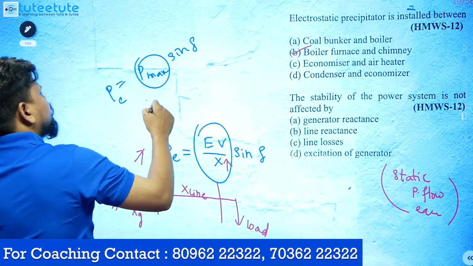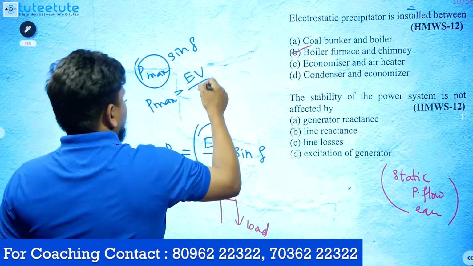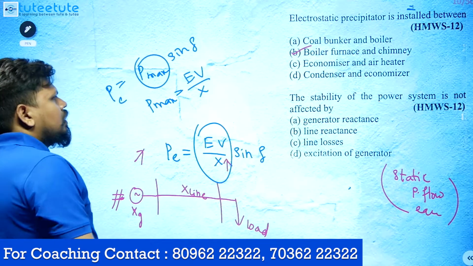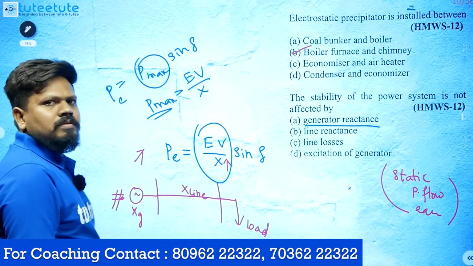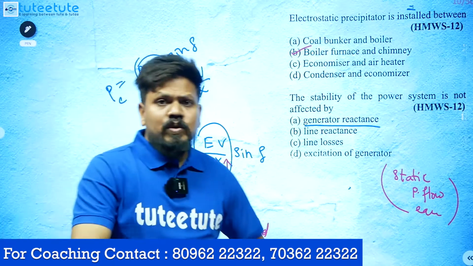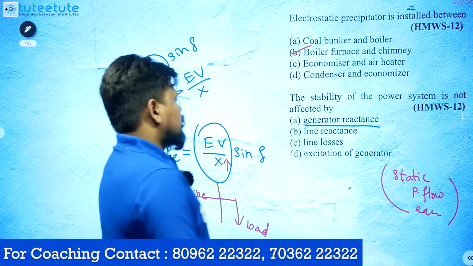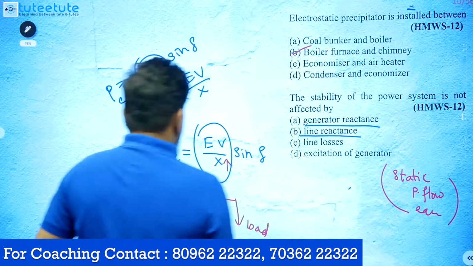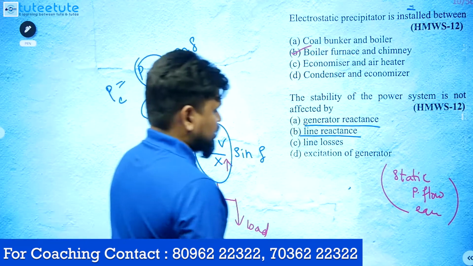What is this P max? P max is nothing but EV by X. Now you see, if generator reactance changes, automatically P max changes. P max is nothing but the maximum power transfer capability through the transmission line. Similarly, if line reactance changes, automatically X changes, and P max also changes.